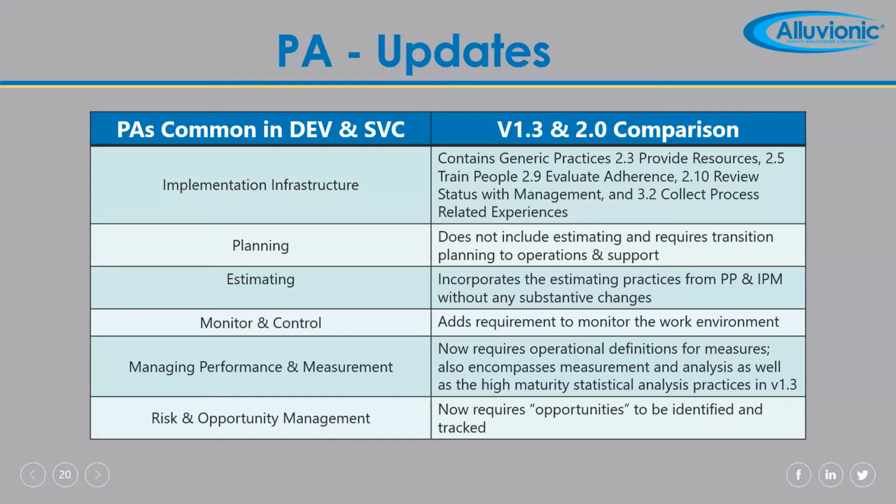Risk and opportunity management, the biggest change there, which now makes CMMI consistent with AS 9100 and ISO, is that it requires opportunities to be identified and tracked. So you have to have a means of identifying, tracking, and mitigating or handling risks. And similarly, you have to have a methodology for identifying, tracking, and implementing opportunities on the project, where risks have a negative impact and opportunities have the potential for a positive impact on the program.